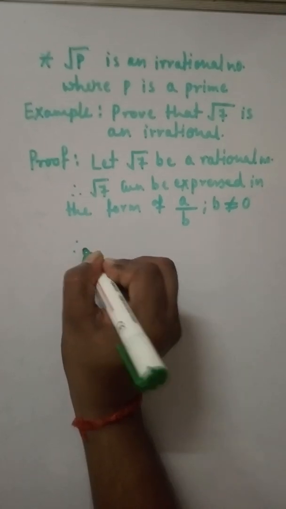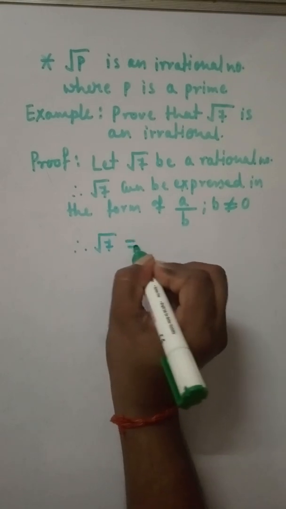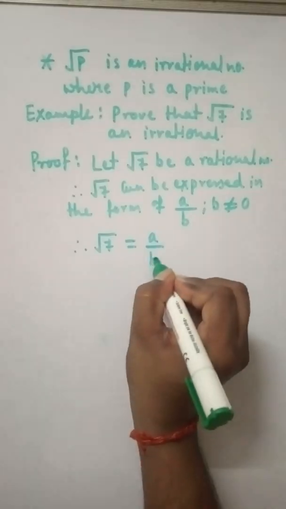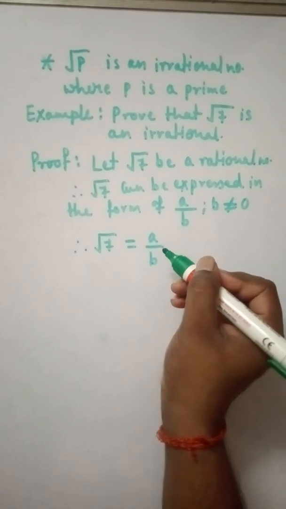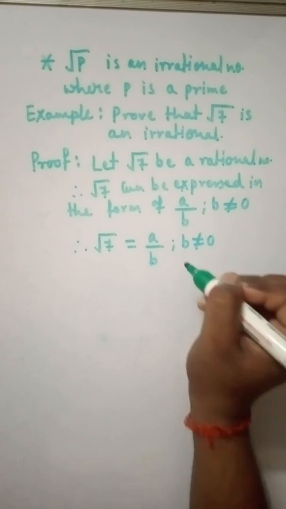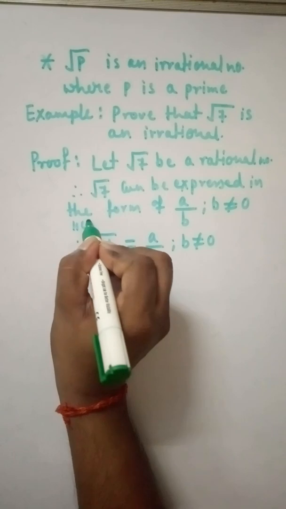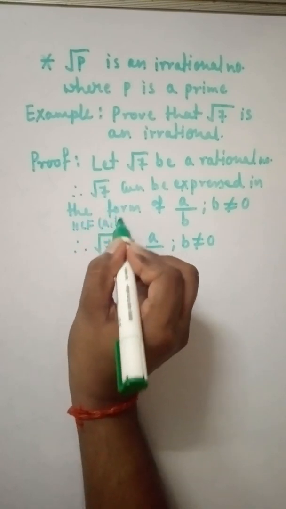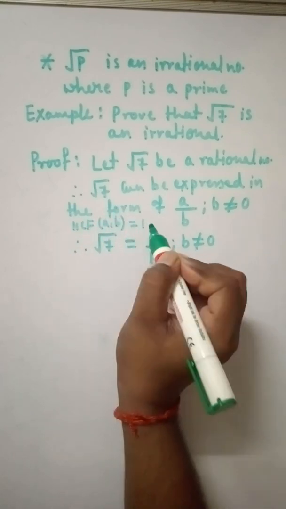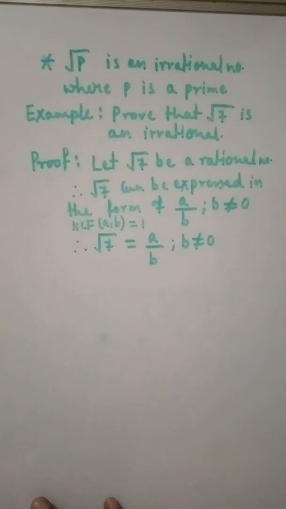where we need to define b is non-zero. Therefore root 7 equals a by b. We are assuming this by the converse, and we need to define b is non-zero. At the same time, here you can add HCF of a and b equals 1. Either you write HCF of a and b equals 1, or you can write a and b are co-primes. The meaning of co-prime is their HCF is 1.